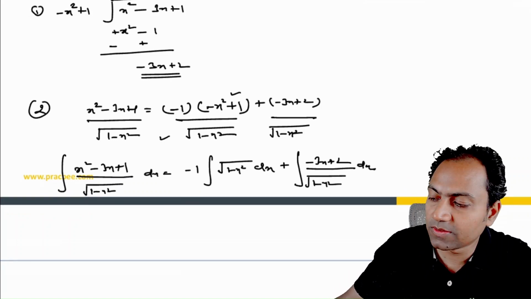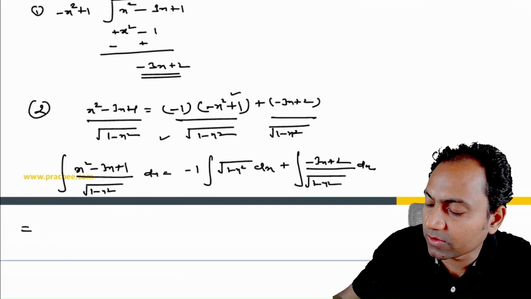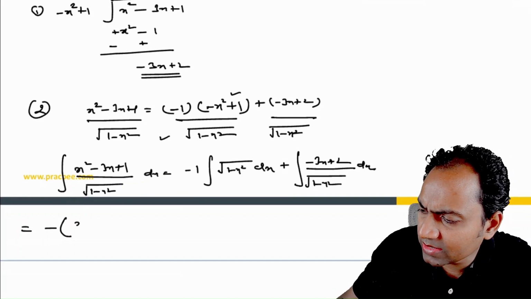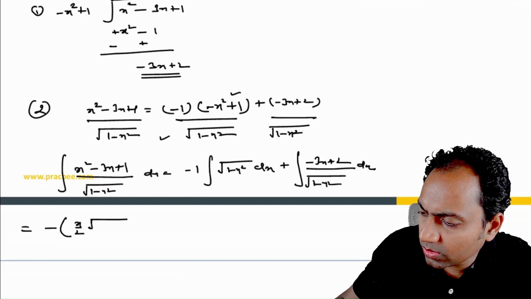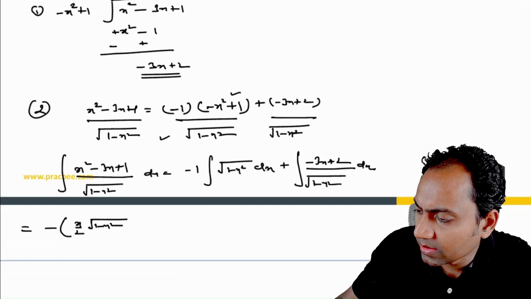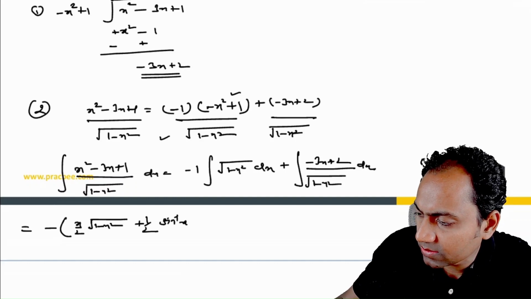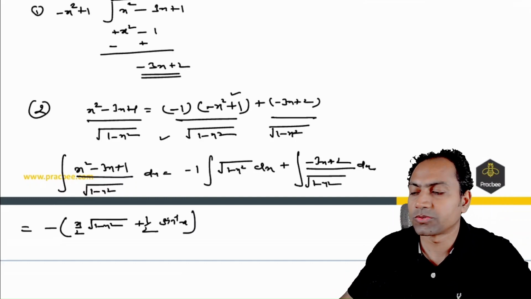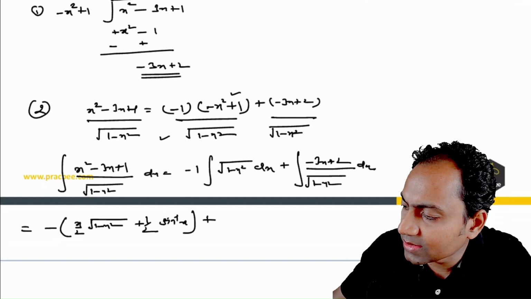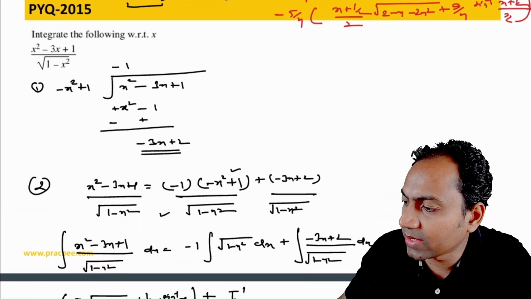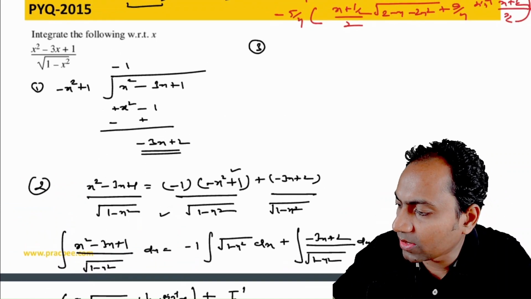So the first one, we have a direct formula. So this can be written as nothing but x by 2 root of 1 minus x square plus 1 by 2 sine inverse x. This is the answer. This is a direct formula based question. But if I want to do the second, let us write this as I dash. And for solving I dash, let us follow a very simple method.